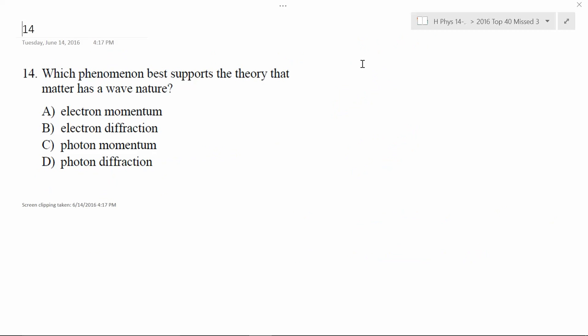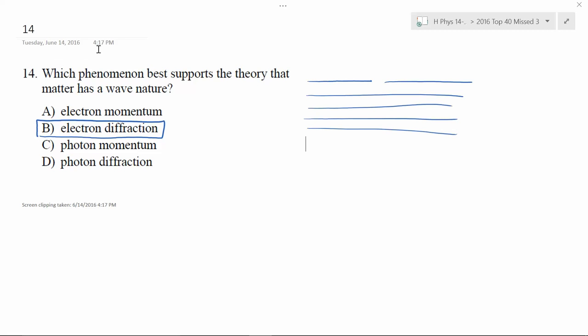Question 14. B. This is a question about the wave-particle duality. You may recall that if you have waves approaching a slit or a barrier, and that slit size is similar in size to the wavelength, you're going to get diffraction. The light will actually bend like so. This happens with ocean waves near jetties and things like that.